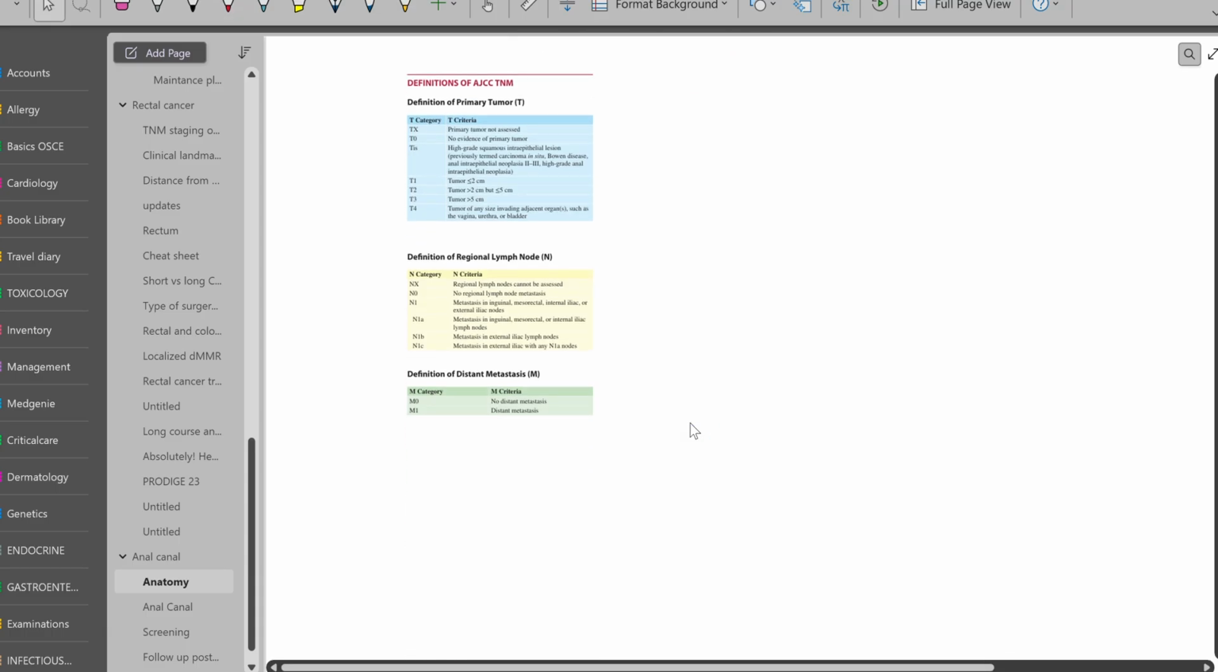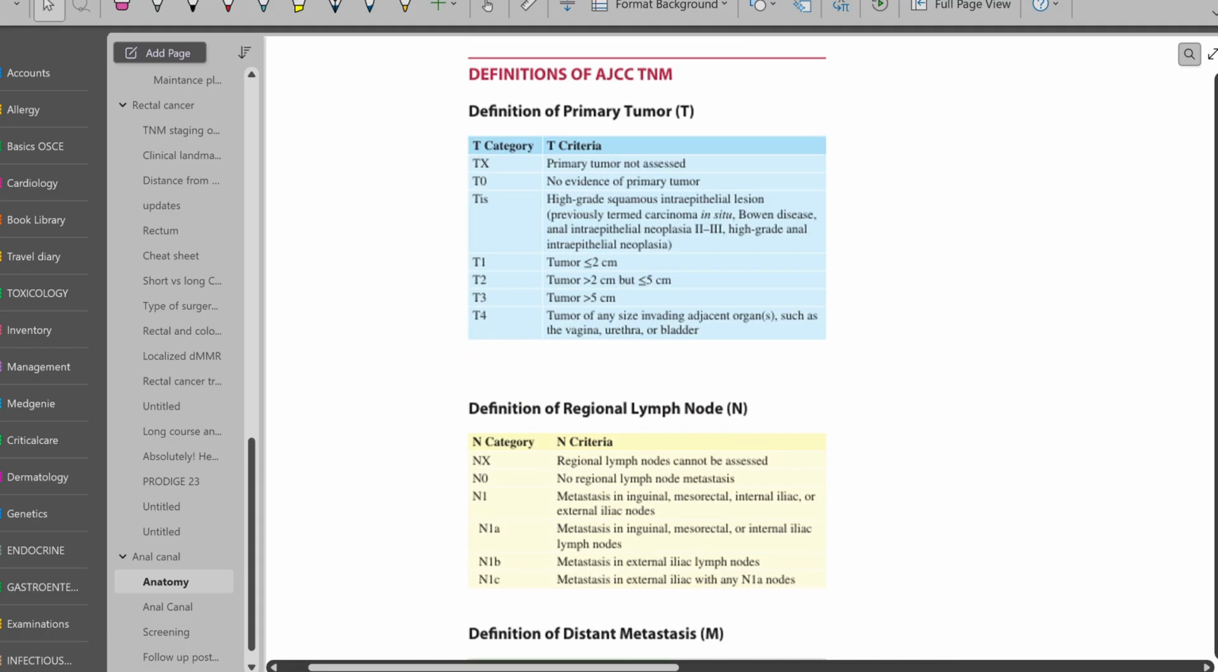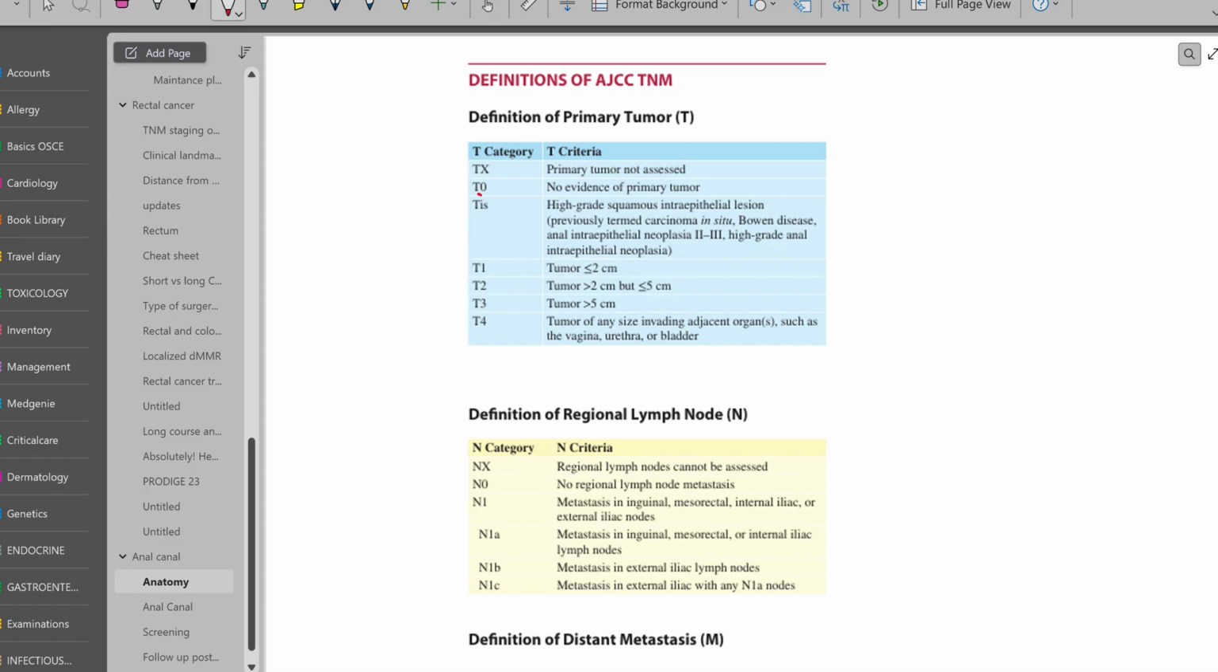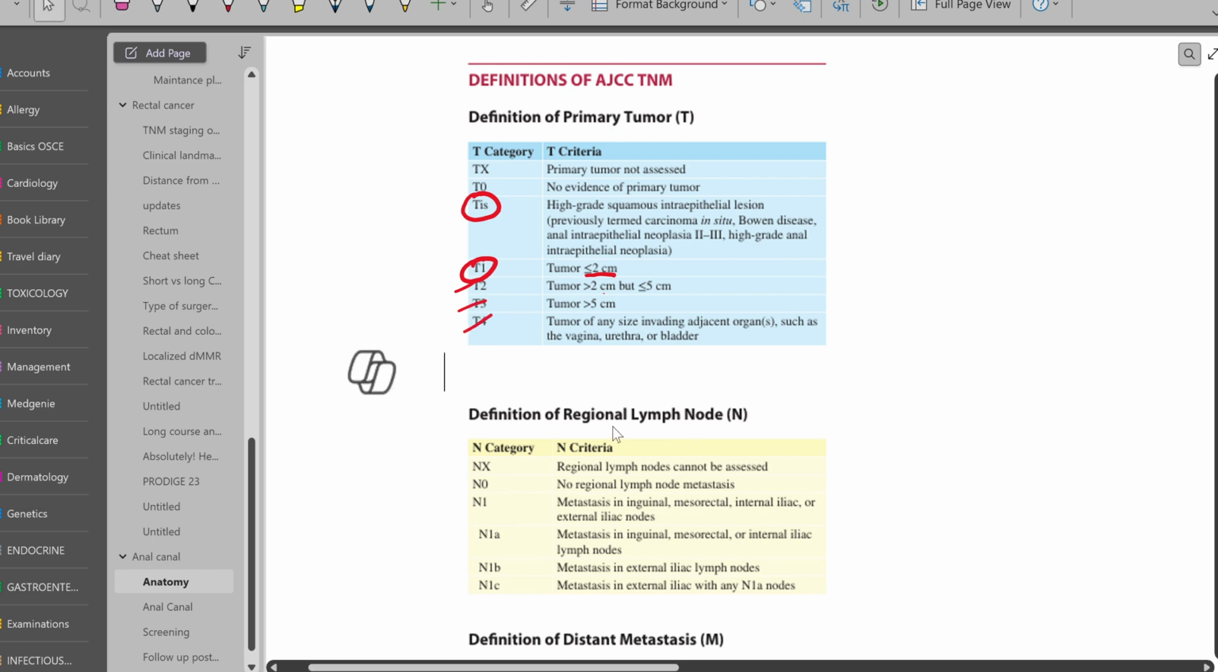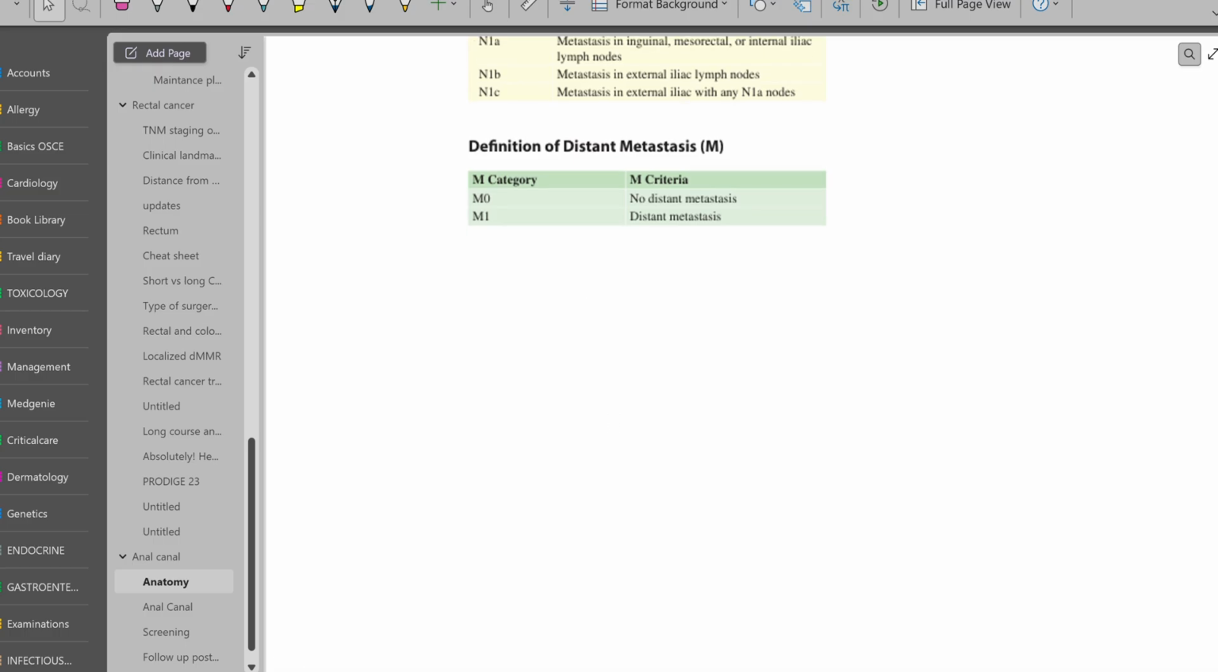Now, what is the TNM staging of anal canal? Tis is carcinoma in situ. T1 is less than 2 centimeters. This is almost like head and neck, where T2 is 2 to 4, and in breast, 2 to 5. But here T2 is 2 to 5, T3 is greater than 5, and T4 is invading nearby organs.